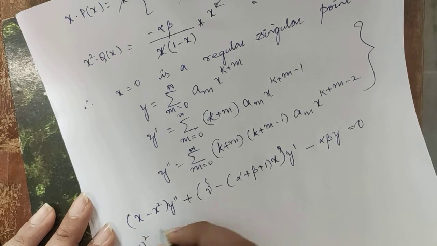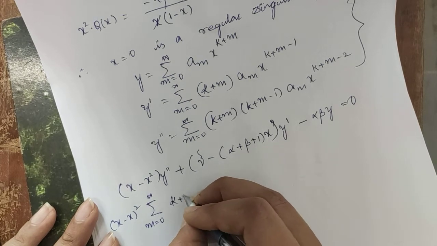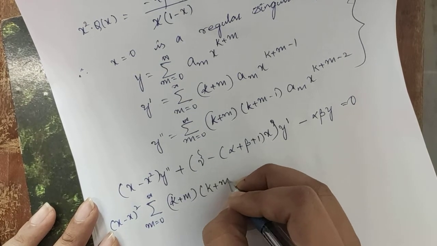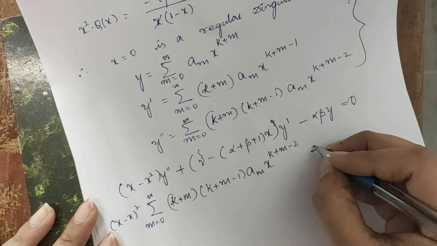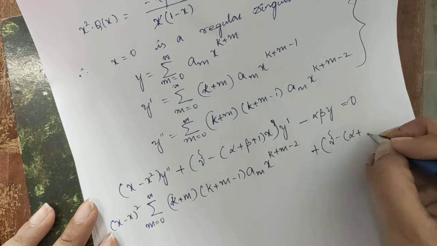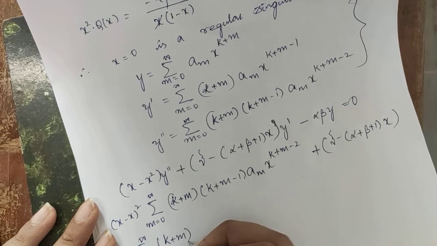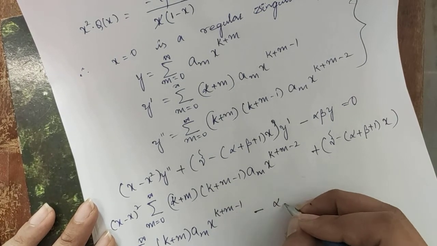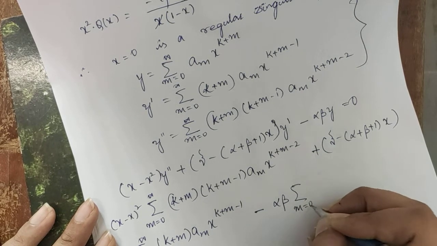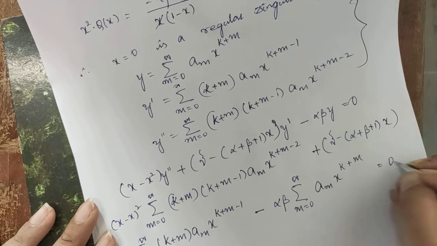We will get x minus x square into summation m is equal to 0 to infinity k plus m into k plus m minus 1 into a_m x power k plus m minus 2, plus gamma minus alpha plus beta plus 1 into x into summation m is equal to 0 to infinity k plus m into a_m x power k plus m minus 1, minus alpha beta into summation m is equal to 0 to infinity a_m into x power k plus m is equal to 0.